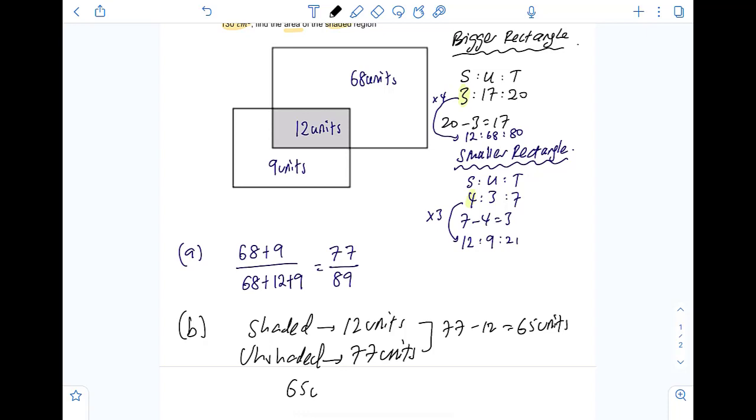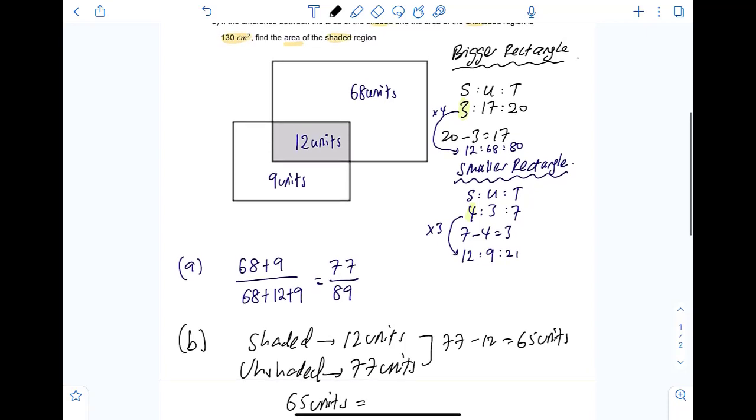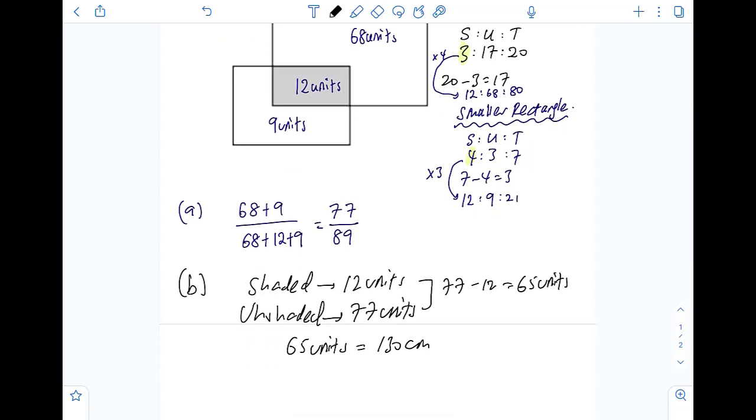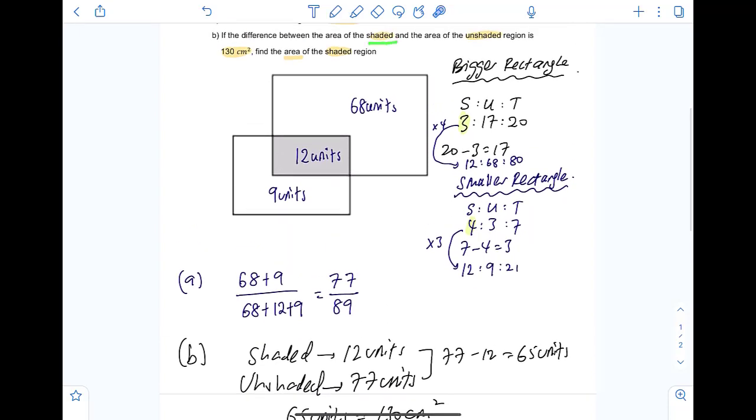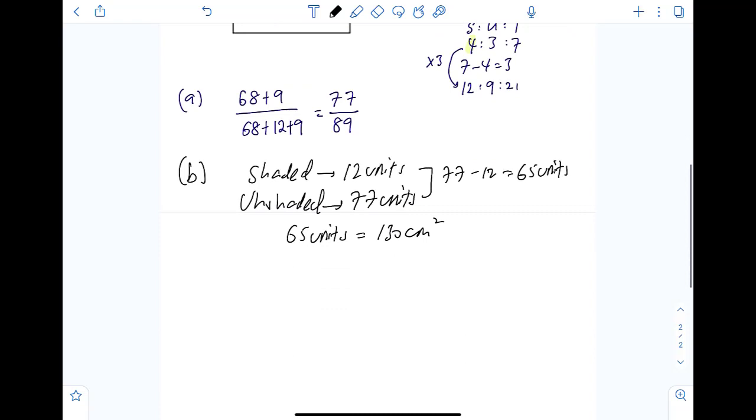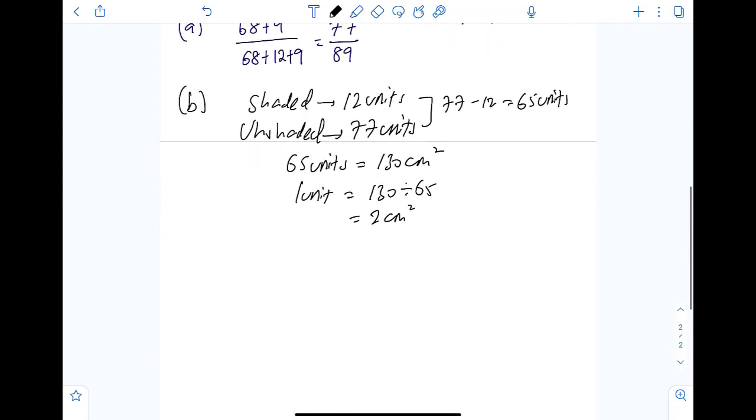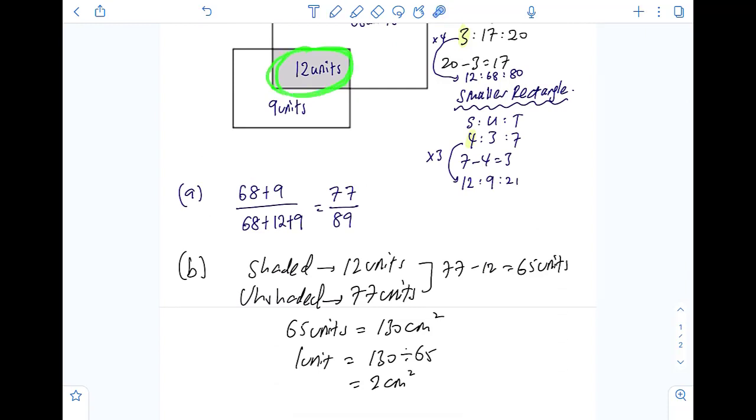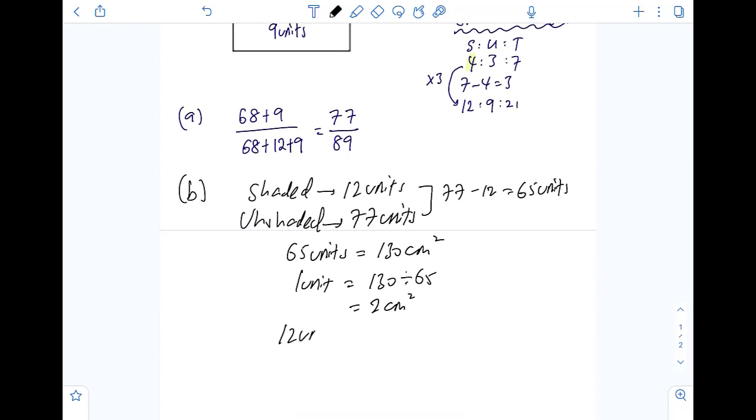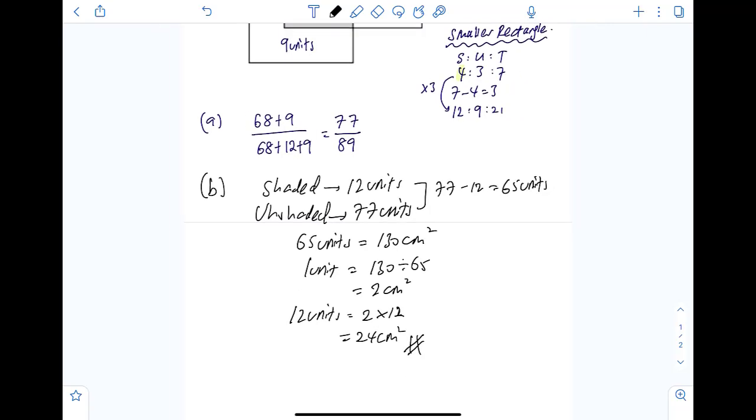So 65 units is equivalent to 130 square cm, right? Because that is the difference between shaded and unshaded, 130. So 1 unit can be found. 130 divided by 65, that will be 2 square cm. And to find the area of the shaded portion, that will be 12 units right here. So 12 units is equal to 2 times 12, 24 cm square. Final answer for this question.